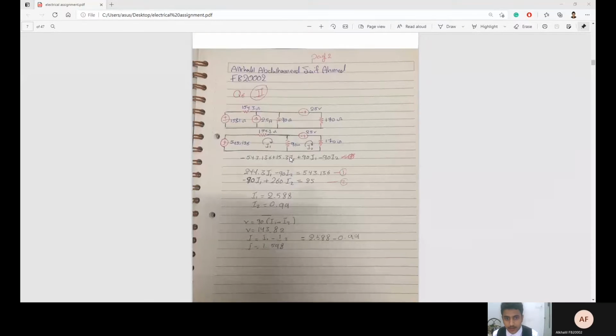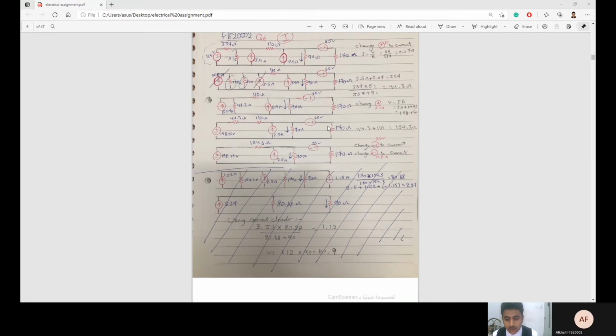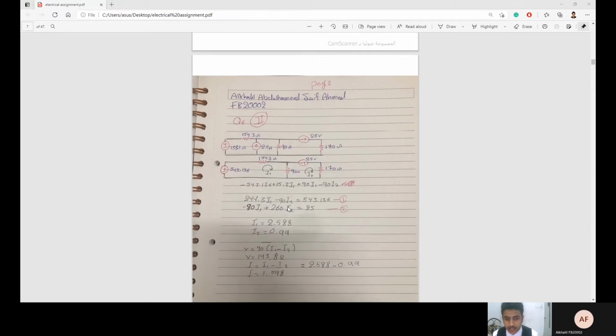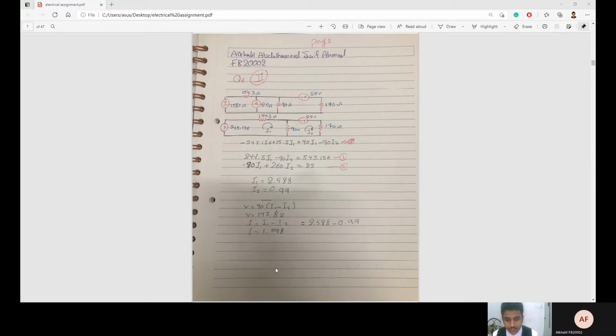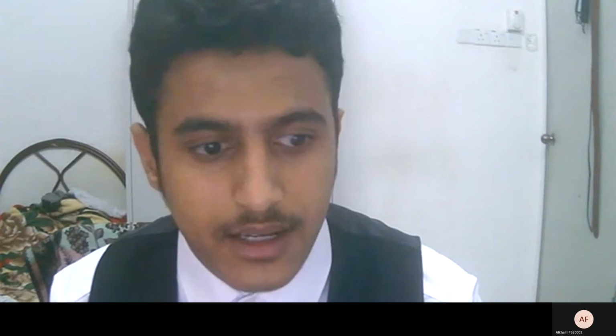We have here question number 6, which asks us to use source transformation and then mesh analysis to solve for voltage and current. When we go to Multisim, we see that we have the same answer as we did.